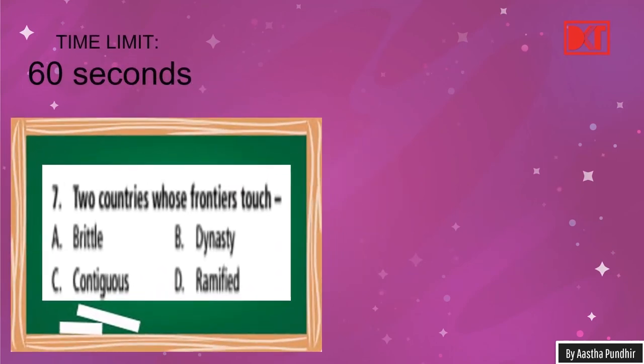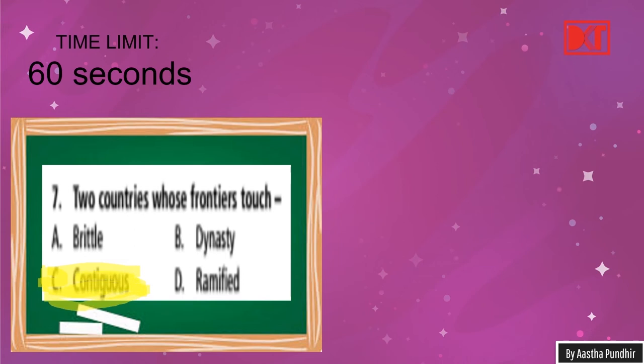Alright, now here we have two countries whose frontiers touch. Okay, the options here are brittle, dynasty, contiguous or ramified. Two countries whose frontiers touch. Neighbors? Right, the neighbors, and also they are contiguous. Two countries whose frontiers touch, contiguous.